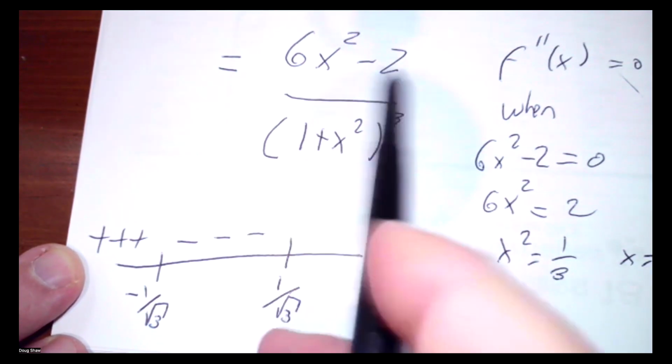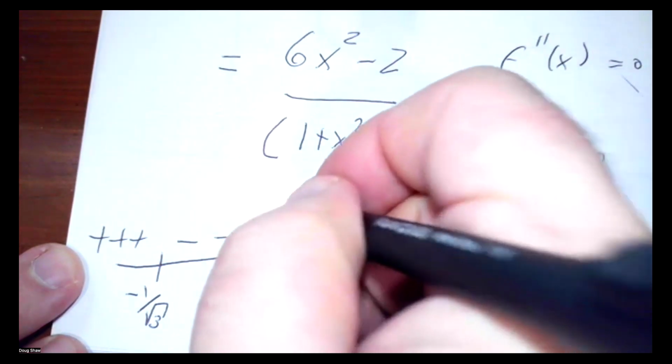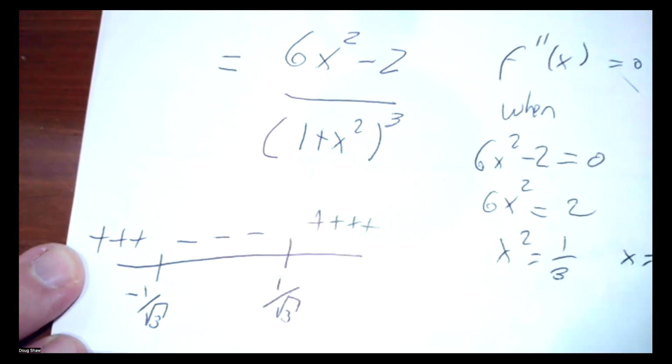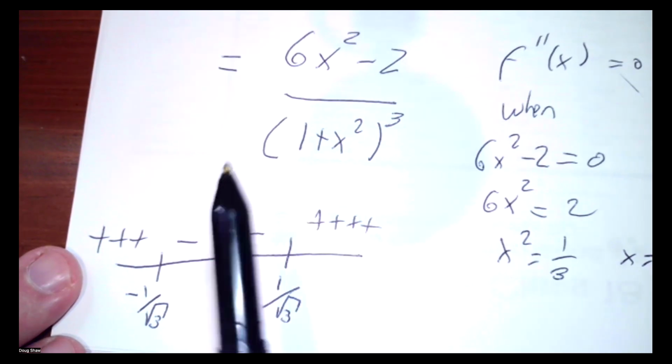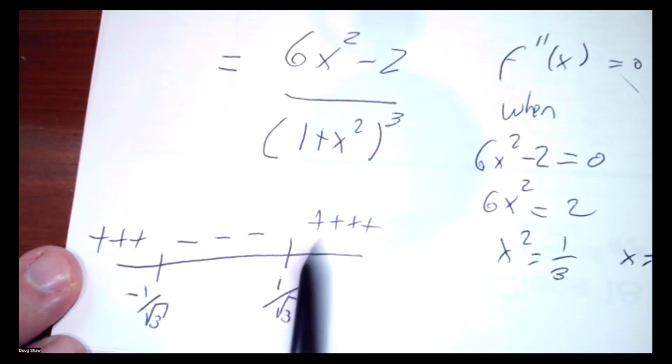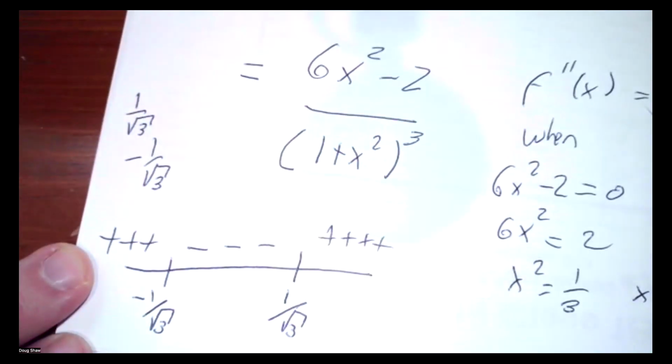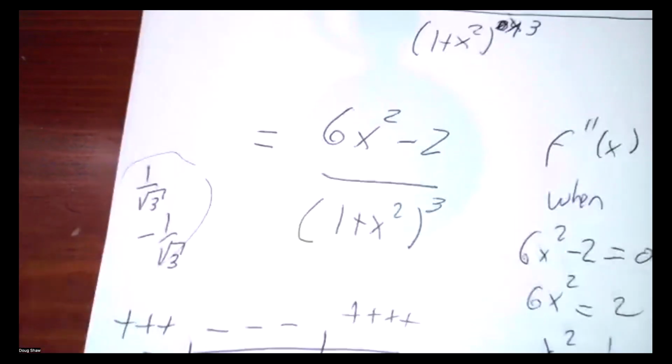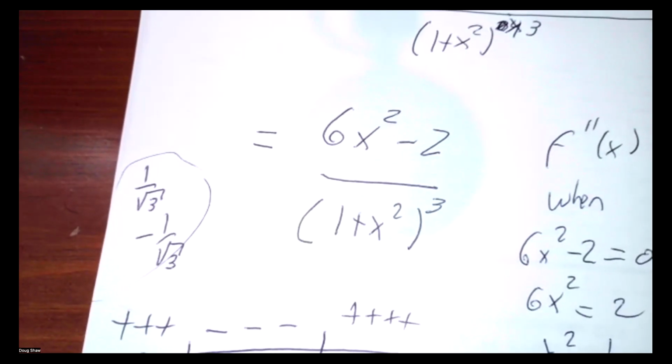And when x is large and positive, or if you hate me doing that, you can add like 10 into here and just see what you get. You get positive. And you'll notice I'm looking for changes in concavity, up to down, down to up. So 1 over square root of 3 and negative 1 over square root of 3 are both inflection points. Those are my two inflection points.